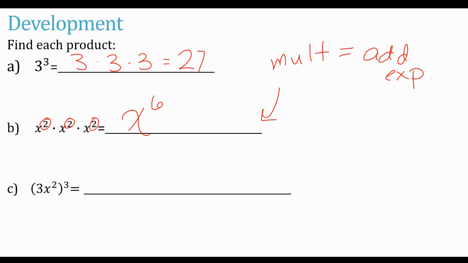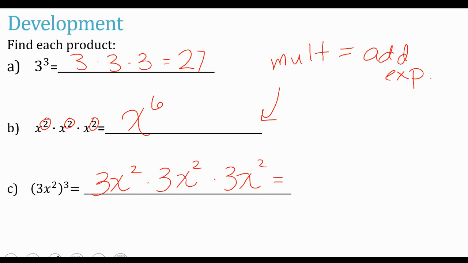Okay, part C. Now this is saying 3x squared to the third power. So just like up here when we did 3 to the third power, it was 3 times. So when we have 3x squared to the third power, it's this 3x squared 3 times. So I'm going to write that 3 times: 3x squared times 3x squared times 3x squared.